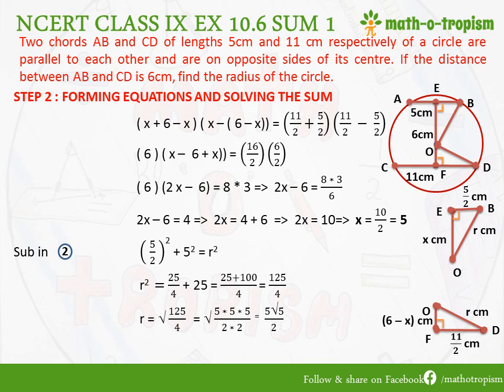Taking square root on both sides, we have r is equal to root of 125 by 4. When we split it into the prime factors, we have root of (5 into 5 into 5) by (2 into 2). Taking the pairs, we get one 5 outside the root and one 2 outside in the denominator, and the remaining 5 will be in the root. So we get 5 into root 5 by 2 centimeters. So as a result, the radius of the circle is 5 root 5 by 2 centimeters.